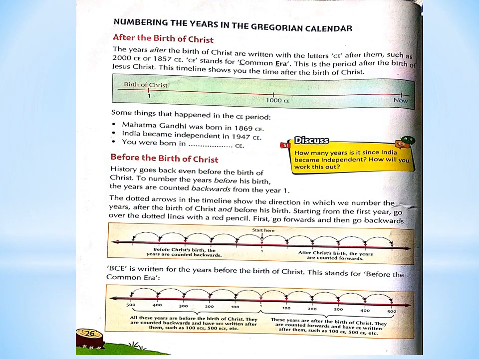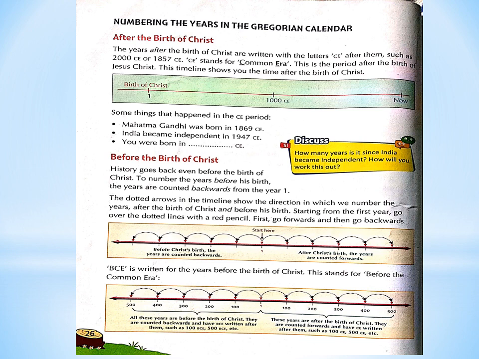What is the topic here? Numbering the years in the Gregorian calendar. So first we will start after the birth of Christ. The years after the birth of Christ are written with the letters CE. Please underline these letters CE. The years after the birth of Christ will be written with the letters CE after them, such as 2000 CE or 1857 CE. CE stands for Common Era. This is the period after the birth of Christ.